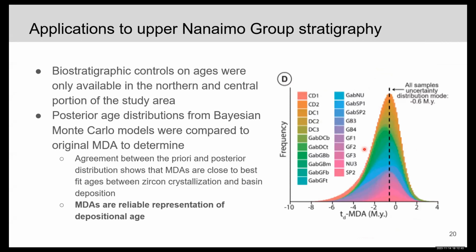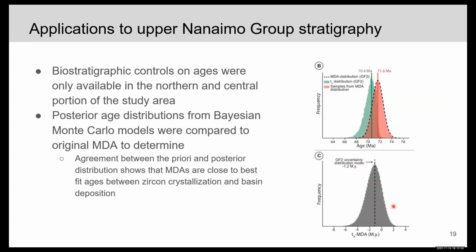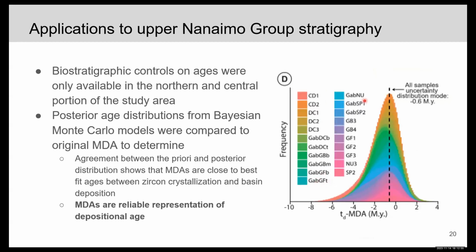And so when we take all of these distributions that result from the subtraction of the best fit from the original and add them all up into a very colorful histogram, we can see that the mode of this distribution and the mean as well is very, very close to zero. This allows us to say that our maximum depositional ages in this case are representative of the depositional age, and are at least within uncertainty of those original ages.